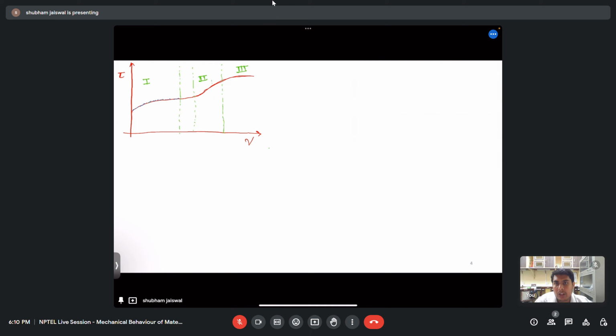The stress and strain fields of the dislocations will interact with each other, and that will result in the piling up of the dislocations. Similarly, these dislocations will tangle with each other, and they will form the cell structure.